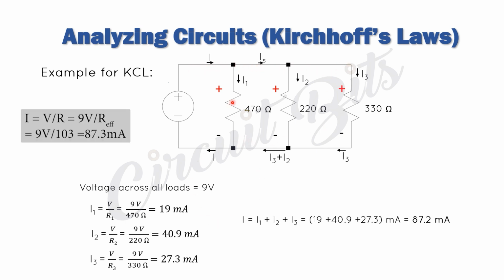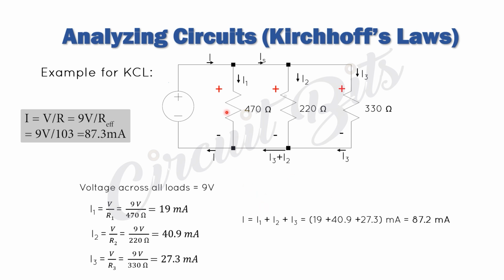So let's now try to find if Kirchhoff's law is true. So we have I equal to I1 plus I2 plus I3. So I is equal to I1 plus IS. Okay, so we know IS is I2 plus I3. We can see that IS comes here and splits into I2 and I3. So I2 plus I3 is IS. So this is the same as saying I1 plus IS equals 87.2 milliamps.